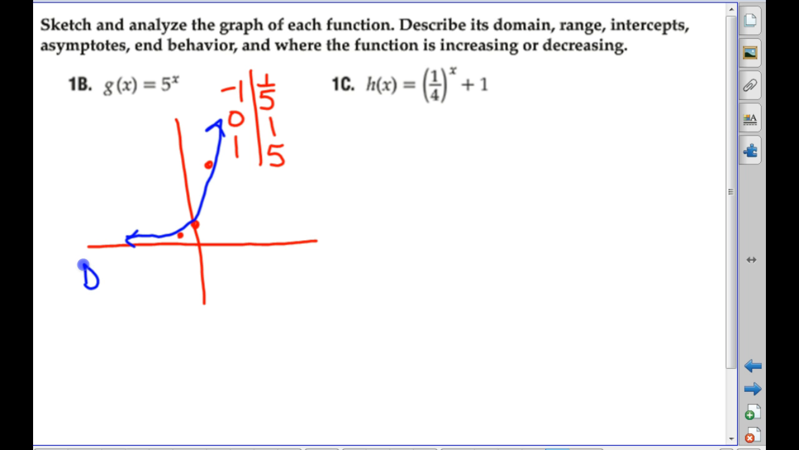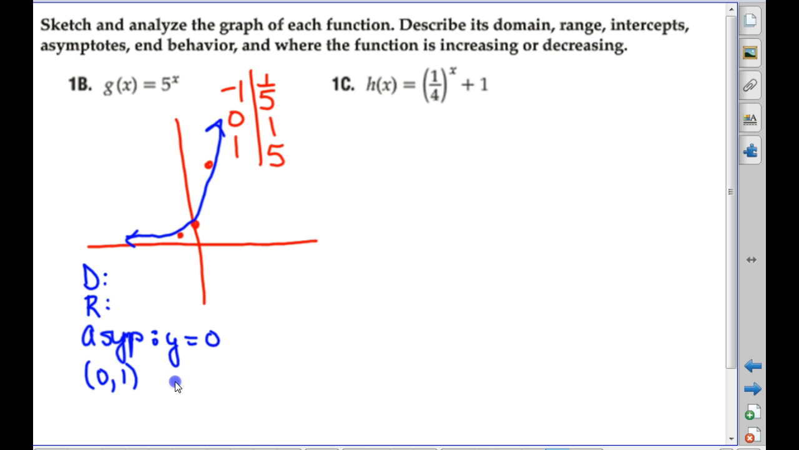Okay, so the domain and range are the same as the one we just did. I'm just not going to bother to write them down. I don't care if you do. The asymptote, the graph looks bigger, but is the asymptote different? No, it's still the x-axis, which is y equals 0. It's still crossing at 0, 1. It has no x-intercept, only a y-intercept.